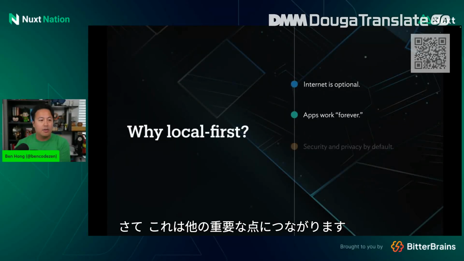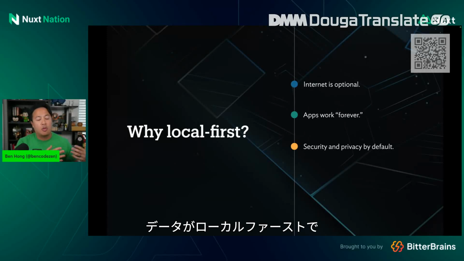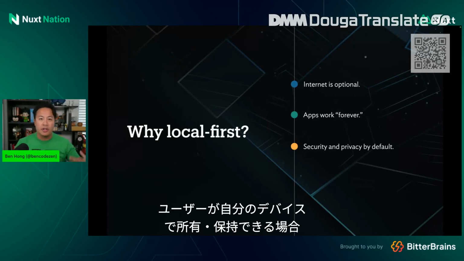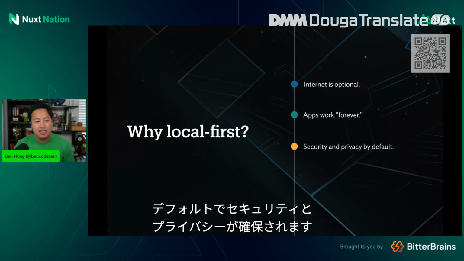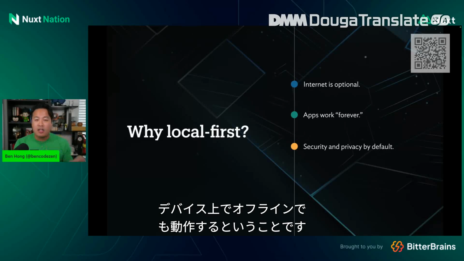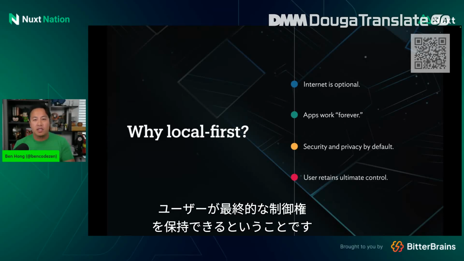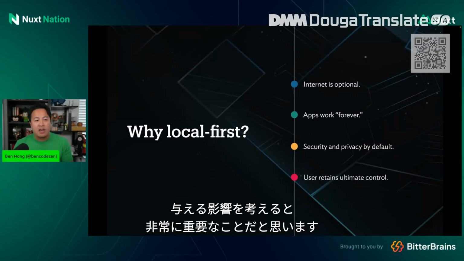Okay, so this brings us to a couple of other things why local first is becoming more and more important as a software trend. When you have data that's local first and for your users to own and keep on their devices, then you get security and privacy by default. Because this means that it will work offline, basically on the device without needing an internet connection. And more importantly, at the end of the day, with all of this in mind, your user gets to retain ultimate control. And that, I think, is really powerful when we think about how software impacts local communities.